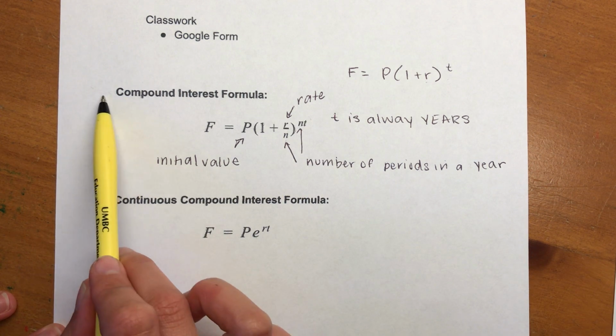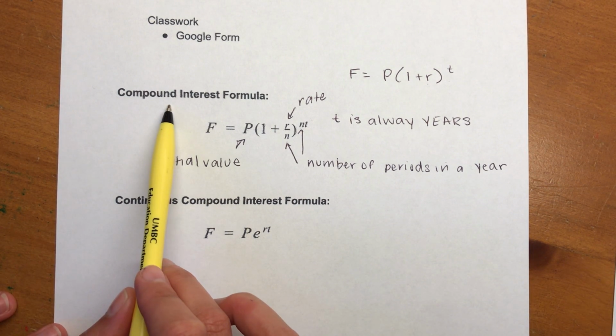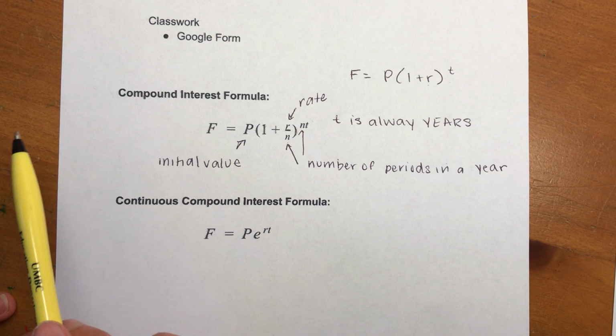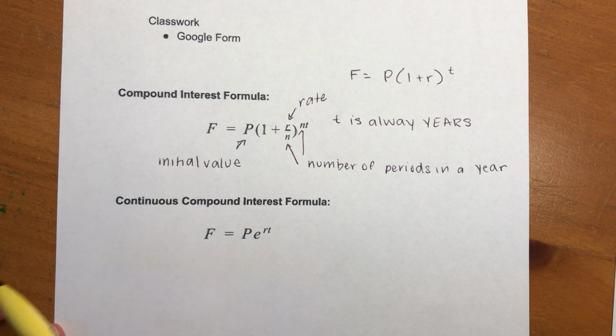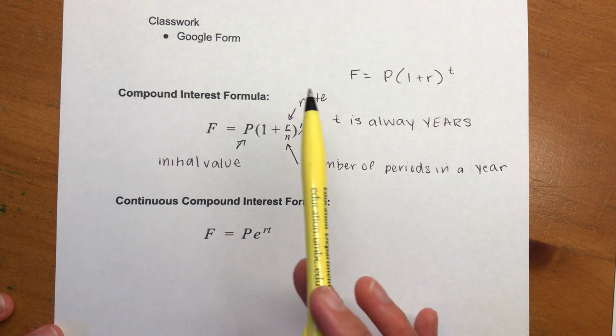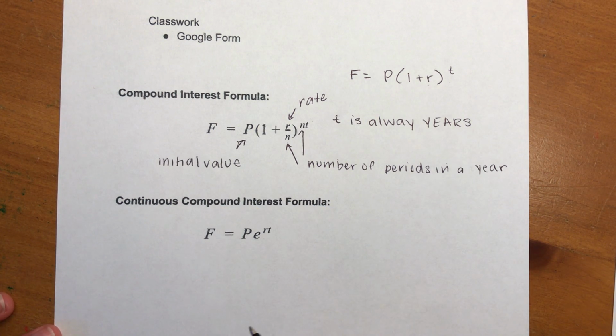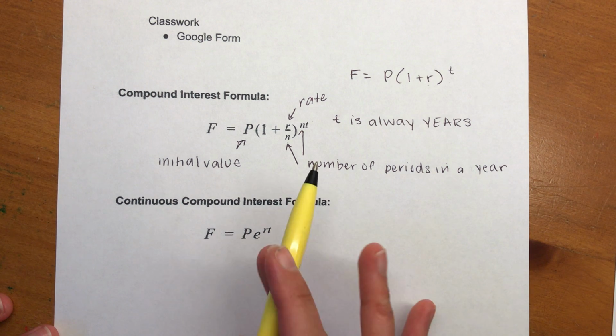So what do I mean by compound? That's how many times the interest is applied, right? So if I have a 3% interest and it's applied every month, that's a lot different than if my interest is applied every year. Okay. So that's one of our formulas.